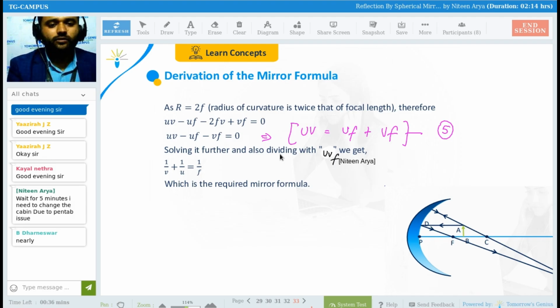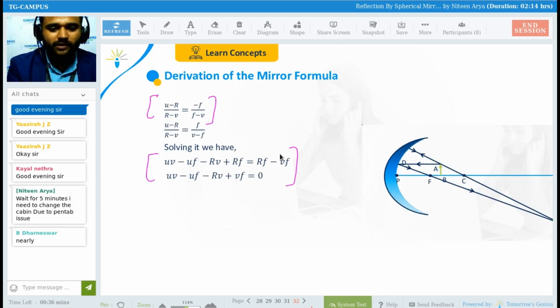UVF. So now we get 1 by V. Okay, 1 upon UV upon UVF is 1 by F. UF upon UVF is 1 by V, and VF upon UVF is 1 by U. So we get this. Okay, and this fifth equation comes from, as we know, solving till now, cross multiplying: U minus R equals V minus F, R minus V equals F.